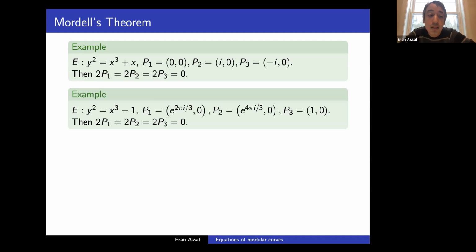Similarly, if we look at the curve y squared equals x cubed minus 1, again, we have 3 roots of this polynomial, and each of these 3 roots gives us a point of order 2.